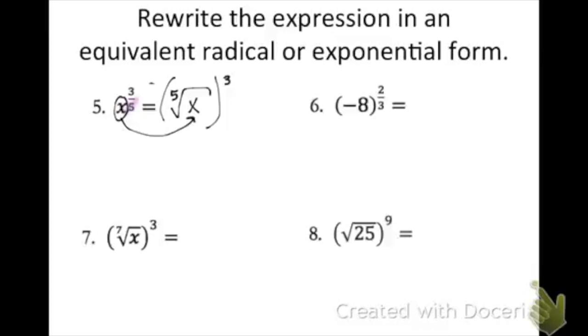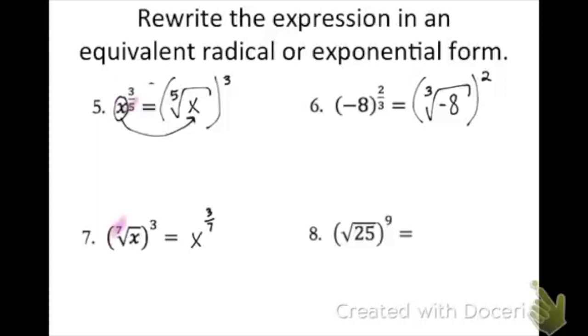For number 6, 3 is the root, so I have the third root of negative 8 all to the second power. So whenever you're asked just to write it in equivalent form, that's all you do. No simplifying necessary. On number 7, we need to write this as a fraction. Again, I look for that nth root spot, so 7 is going to be the denominator, and 3 will be the numerator. So x to the 3 over 7.